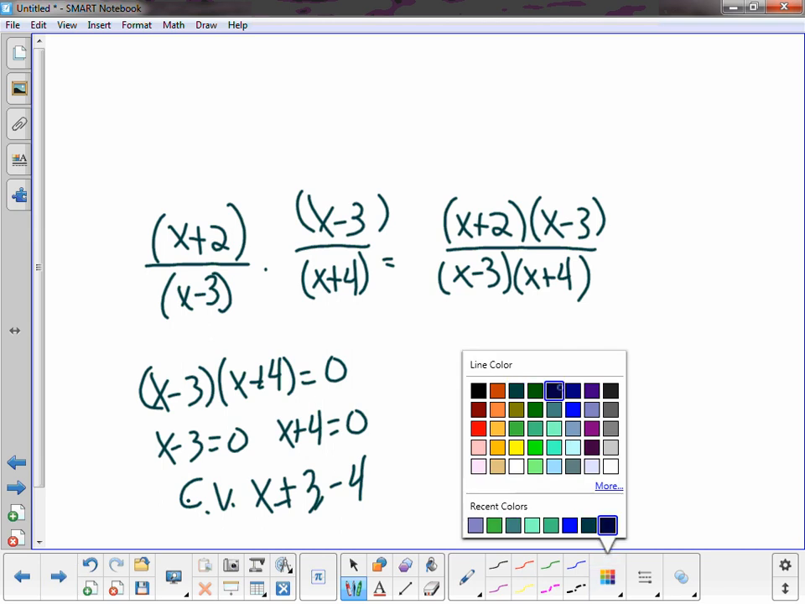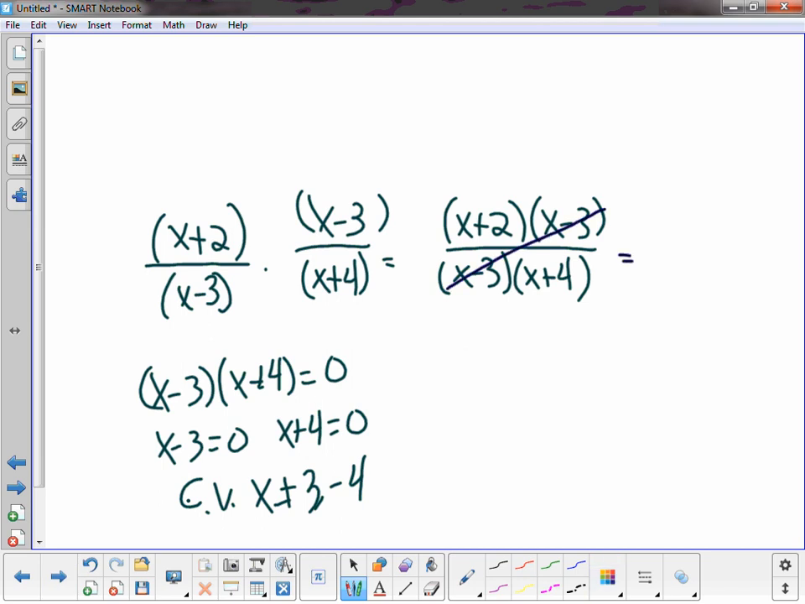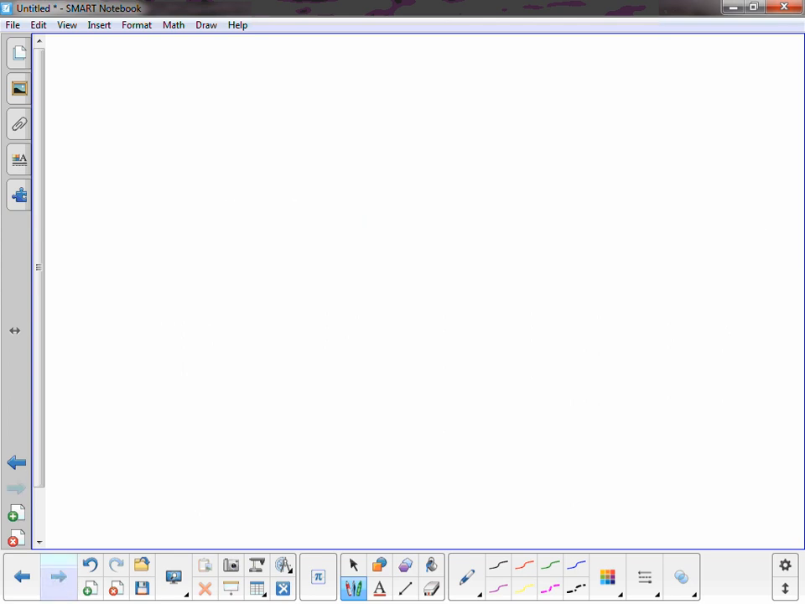Now coming back up here, again, we can cancel those overlapping factors and we're left with x plus 2 over x plus 4. And that's our final simplified version right here. Let's take a look at number 13, do number 12 on your own.